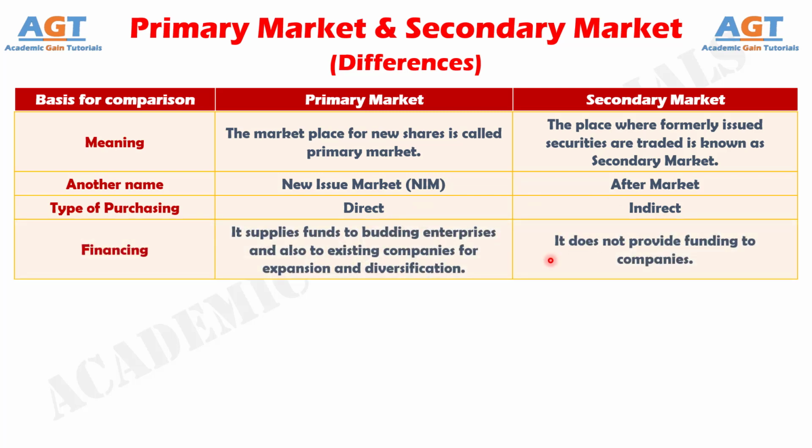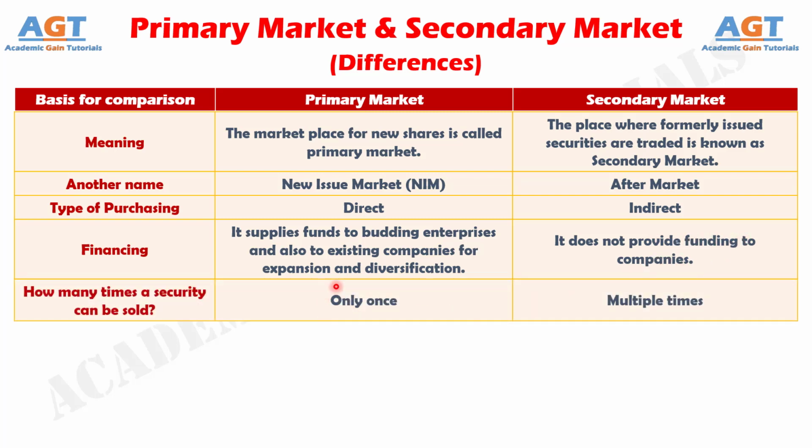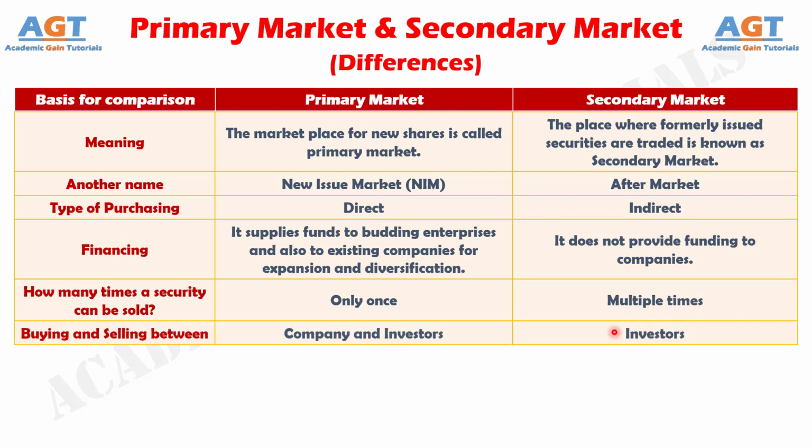Number 4. Primary market supplies funds to budding enterprises and also to existing companies for expansion and diversification, whereas secondary market does not provide funding to companies. Number 5. In the primary market, security can be sold only once, whereas it can be done an infinite number of times in case of a secondary market. Number 6. Buying and selling between company and investors takes place in a primary market, whereas buying and selling between investors takes place in a secondary market.